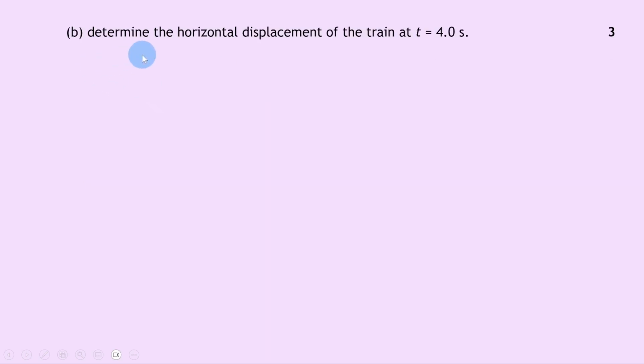For part B, it says determine the horizontal displacement of the train at time t equals 4.0 seconds. And again, we have 3 marks available here. Well, remember we were given an expression for horizontal velocity, and if we want to find the horizontal displacement s, then we need to integrate both sides of the expression. So we want to integrate v with respect to time, so we can rewrite v as being equal to ds by dt, which is just an equation from the relationship sheet, and we can say that's equal to 8 plus 4t squared minus 2/3 t cubed.